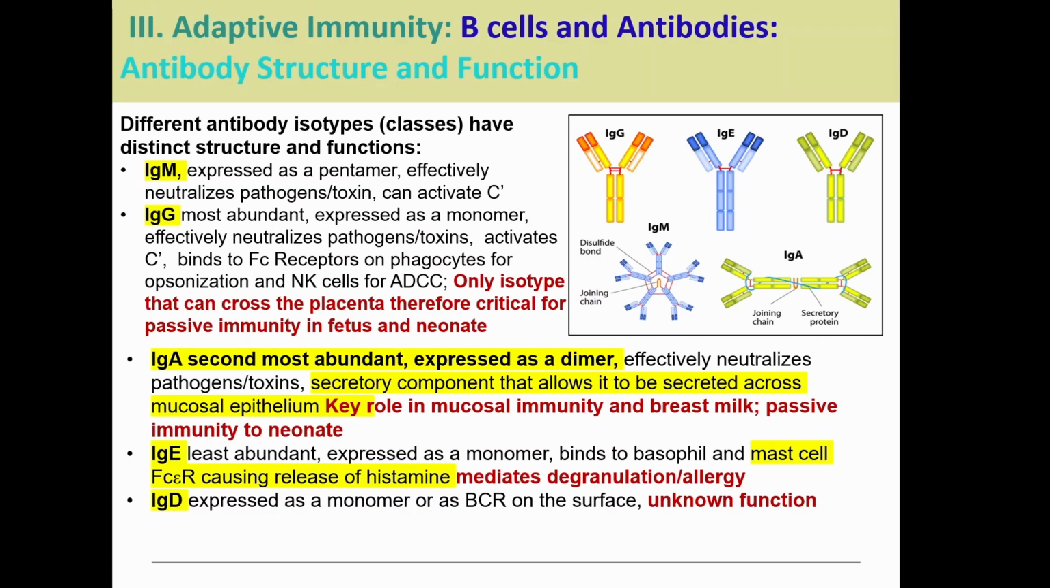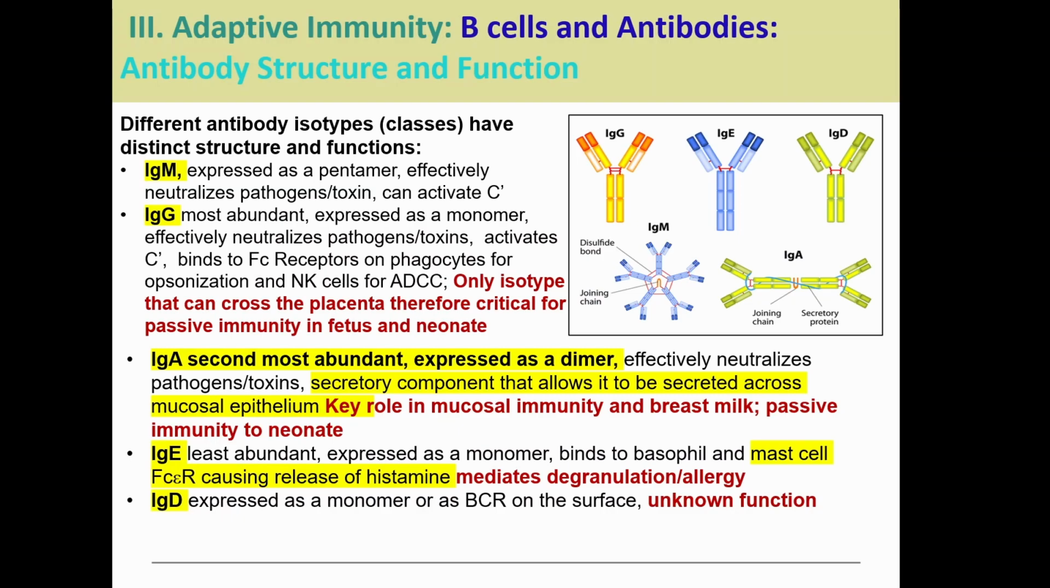The IgA, right? This is going to be the second most abundant. This is also going to neutralize, right? But it's also going to secrete across mucosal epithelial. This is also going to help. So this is going to help in the mucosa, and this is also going to pass through breast milk. So this is going to help protect the fetus, or not the fetus, the infant as well.